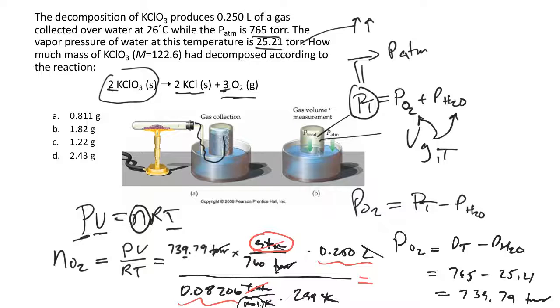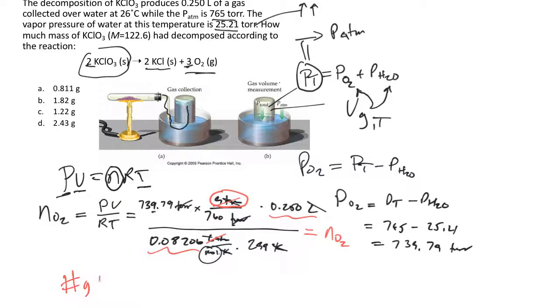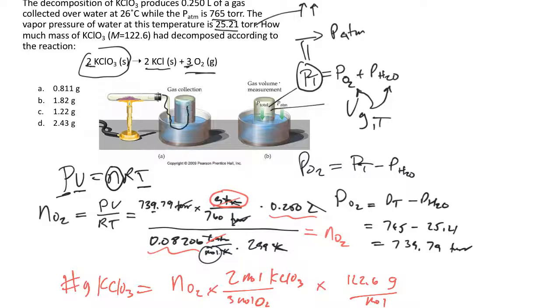And so this works out to be like 0.00099, somewhere in that ballpark. And so then we get our moles of O2 that way. And then what we have to do is relate that again back to the moles and the grams of KClO3. So what we're really looking for are the number of grams of KClO3. So take our moles that we calculated of O2, for every 3 moles of O2, we need to have reacted 2 moles of KClO3, and then the molar mass of KClO3, we're told, is 122.6 grams per mole. So our units give us just the mass. So I think that works out to be answer A.